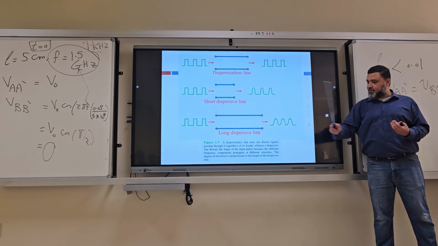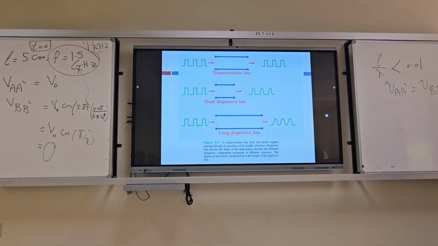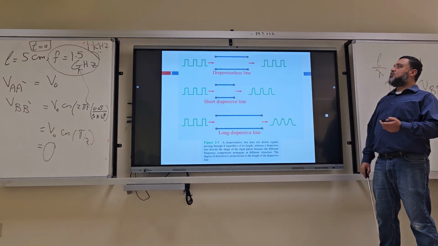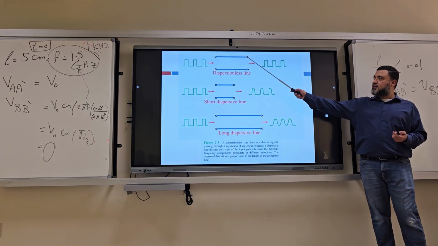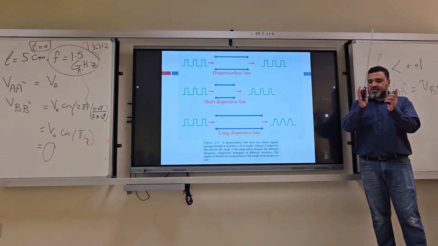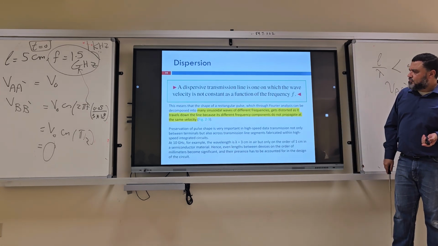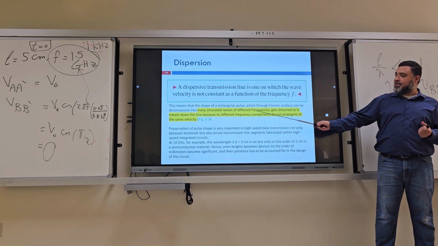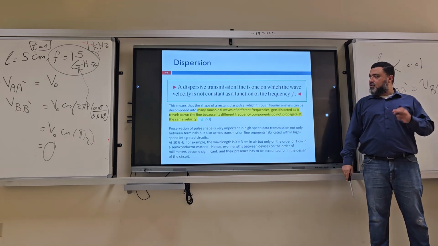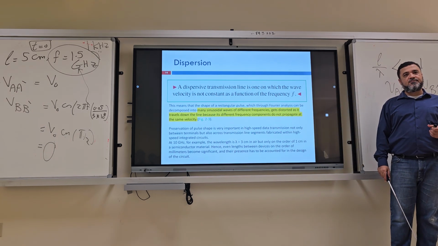What caused this effect? This effect is caused by the characteristic of the transmission line: the material, the dielectric, and the structure of the transmission line. A dispersive transmission line is one in which the wave velocity is not constant as a function of frequency.